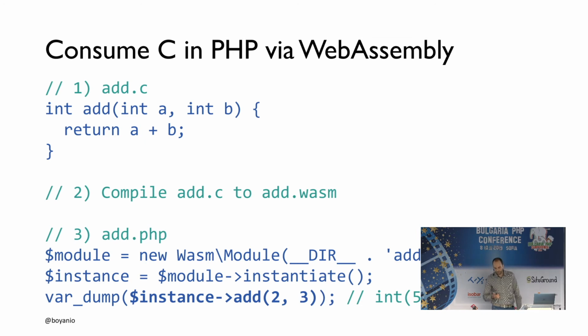How does this work? Well, this is an example. If you have an add function written in C, we can compile this to WebAssembly, and then we can use this PHP extension for WebAssembly and, of course, some glue code on top of it that makes it nice. So we can instantiate the module, and then again, we can call our method inside PHP.